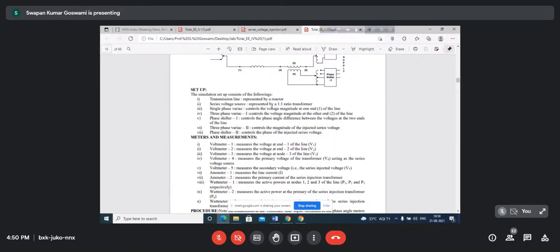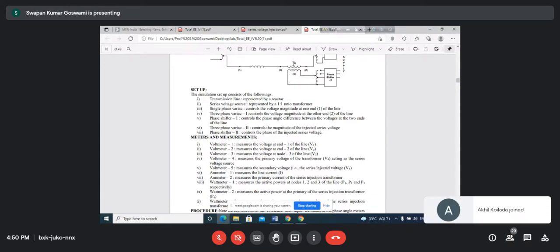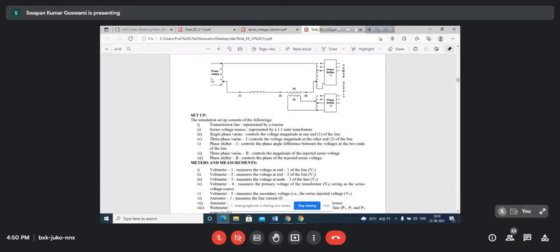This is the series voltage source, a 1 to 1 ratio transformer between 4 and 5. Okay, the single phase variac is here. Basically we shall be doing this experiment using only one phase of the transmission line. That's why we have a power supply source here using a single phase variac.